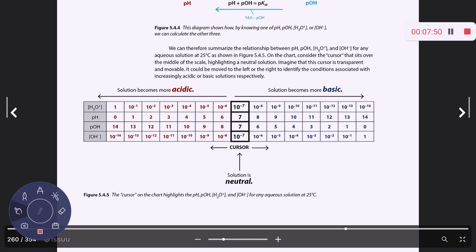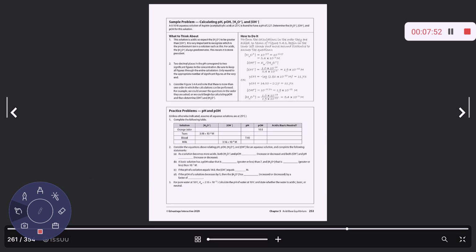And then after the practice problems, is there anything in your book? Did I take out what comes after that?